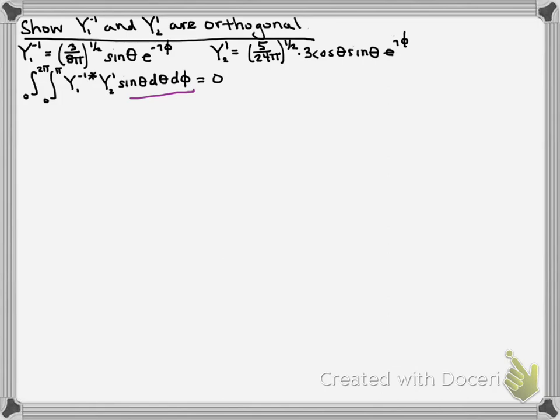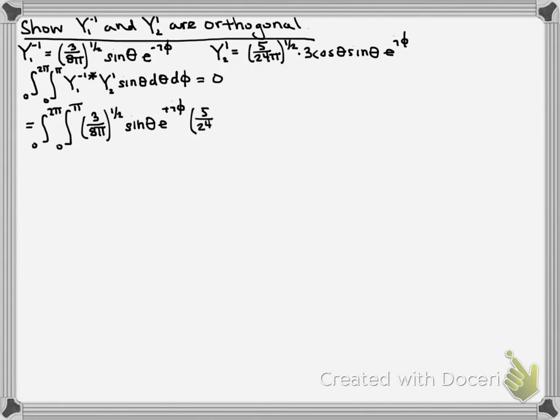Let me see if I can actually erase that real quick. All right, so let's go ahead and continue through this integral. If we plug in our complex conjugate, we're going to get our normalization constant for Y1 negative 1, sine theta. Our exponential term is the only one actually affected by taking the complex conjugate. Instead of having negative i phi, it's going to be e to the positive i phi.